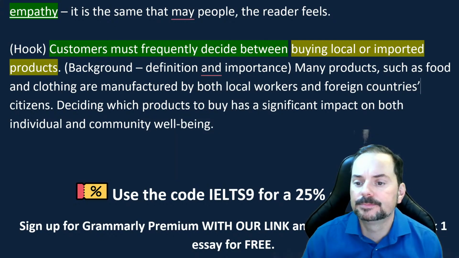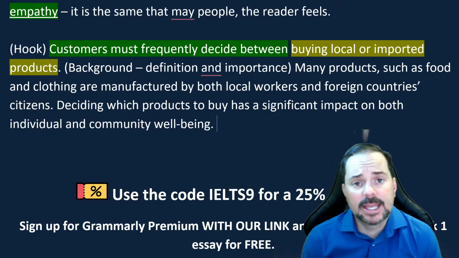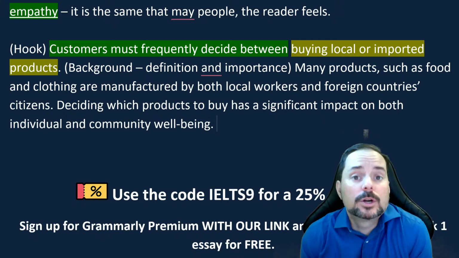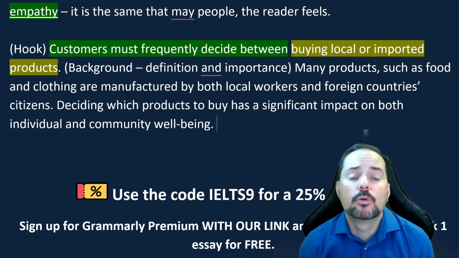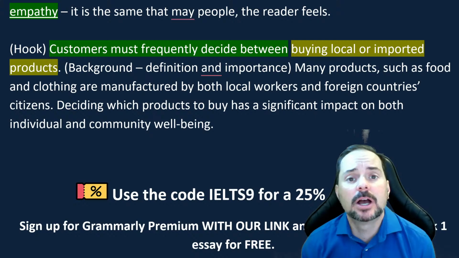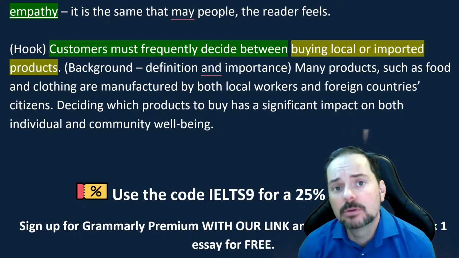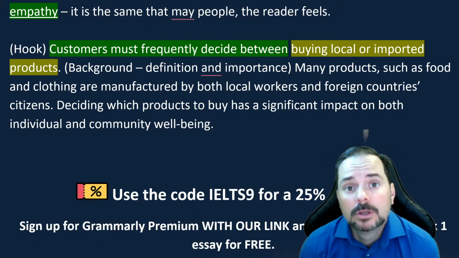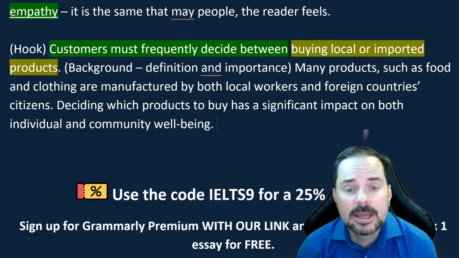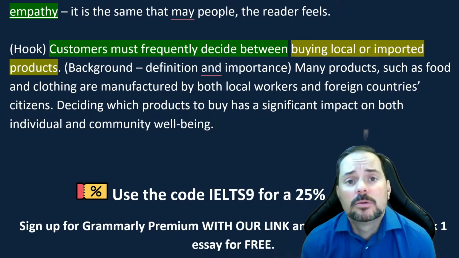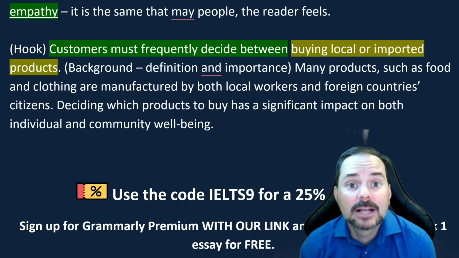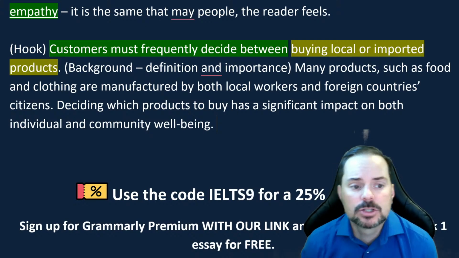Okay. So this is the background. Again, background is a simple explanation of what we're talking about. So we're giving clarity for the reader, and we are telling them why this is important. Because that choice that you make, whether you're buying that local mango or that foreign mango, does impact the individual, you. Obviously you don't want to buy a terrible tasting mango, and you don't want to spend a ton of money on a mango if not necessary, right?